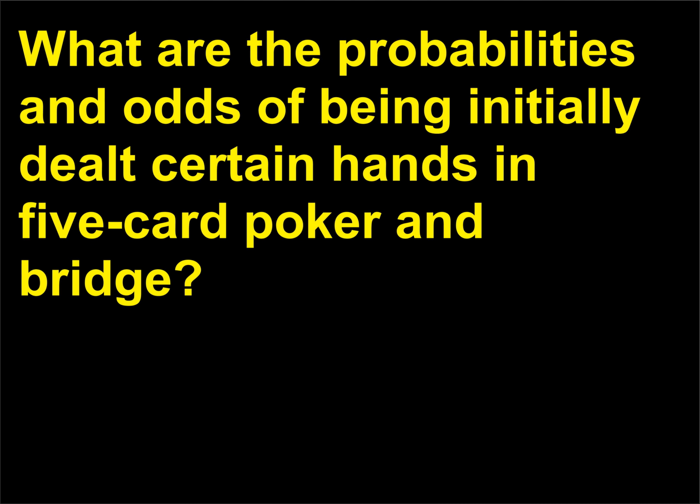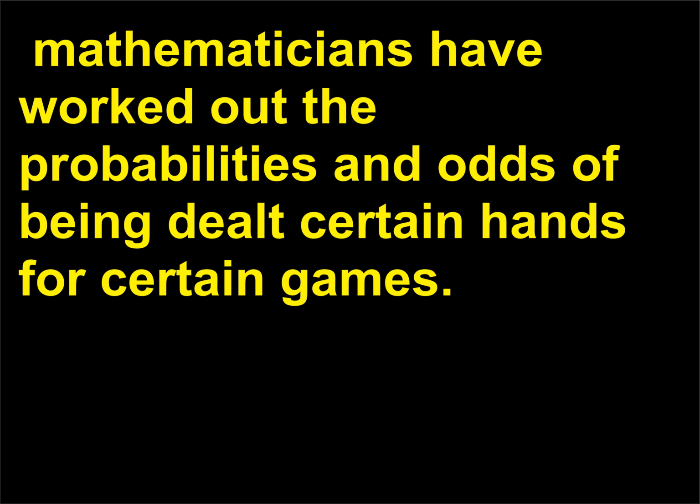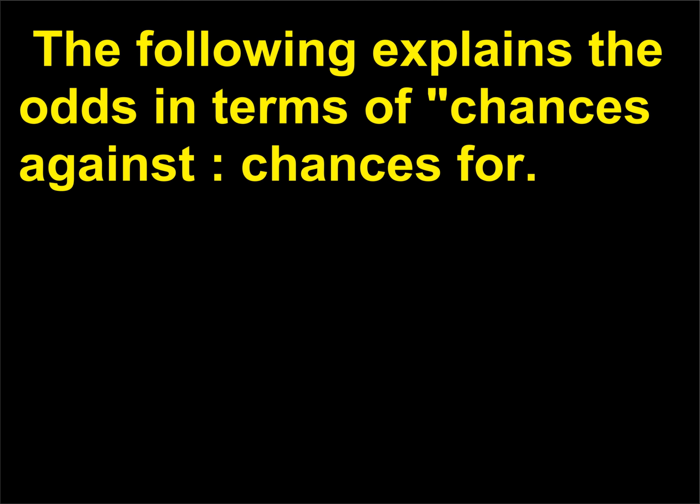What are the probabilities and odds of being initially dealt certain hands in 5-card poker and bridge? Because there are a certain number of cards in a playing deck, mathematicians have worked out the probabilities and odds of being dealt certain hands for certain games. The following explains the odds in terms of chances against, chances for.